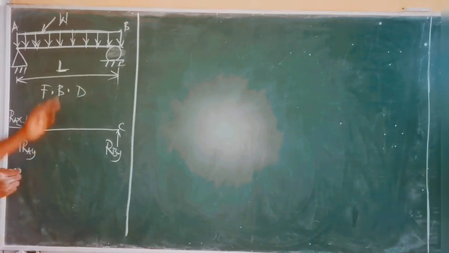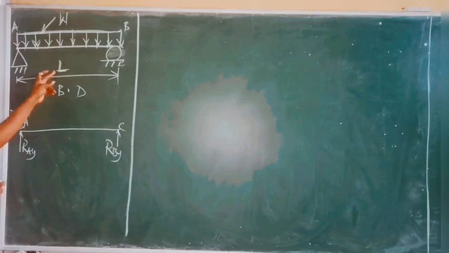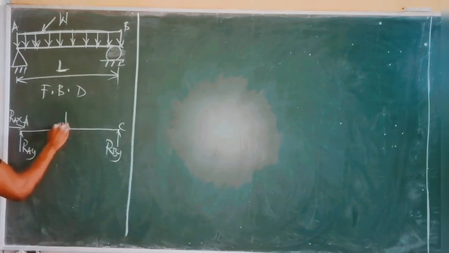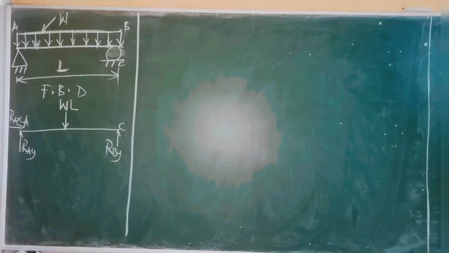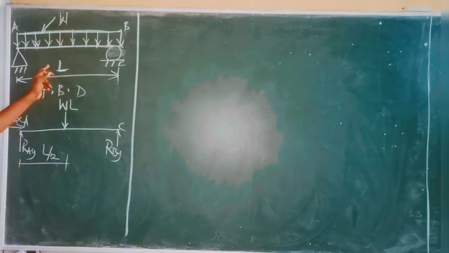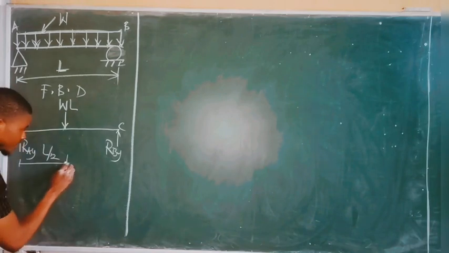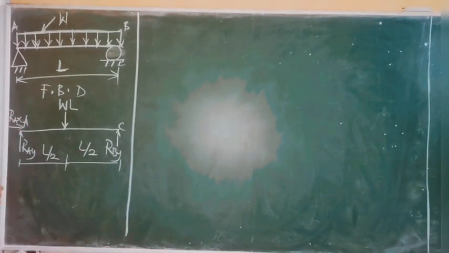So first of all, I will convert this UDL to a point load simply by multiplying W by L. So I'll have WL as a point load. Then it has to be at the middle of the length, which is somewhere around here. So I have the point load WL. This becomes the point load of the UDL. From point A to the point load is simply L all over 2, because I have to divide the length by 2 to place the point load. From the point load to point B is also L all over 2. So I have this.